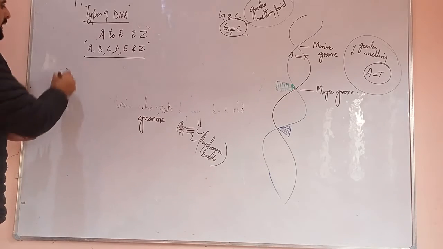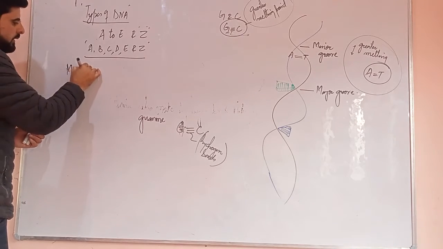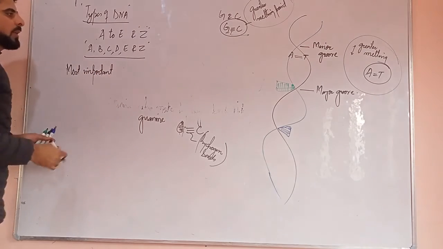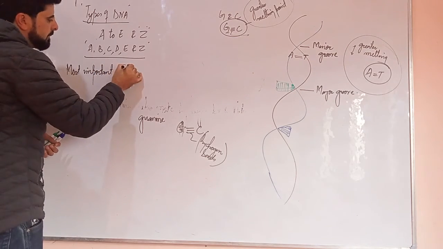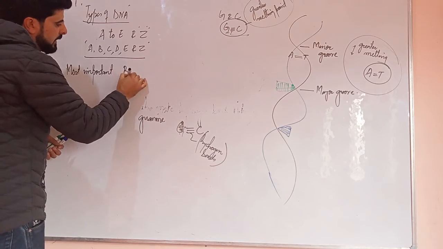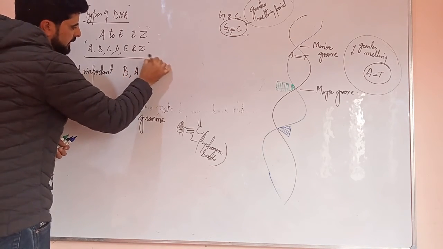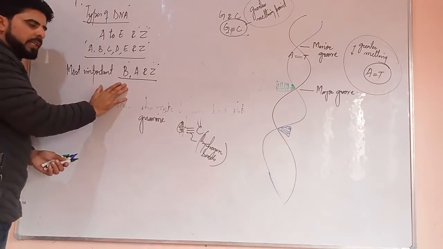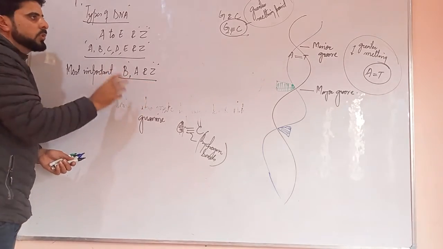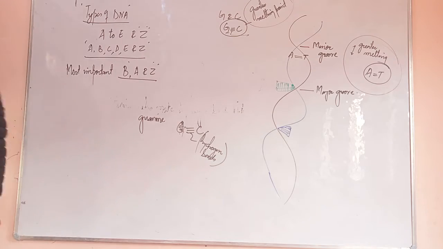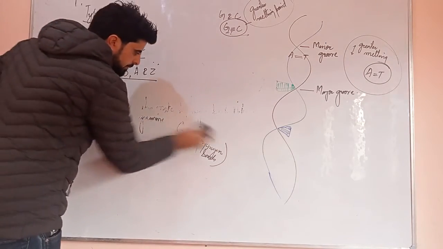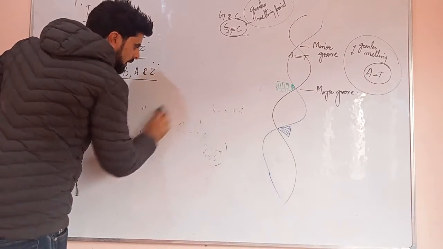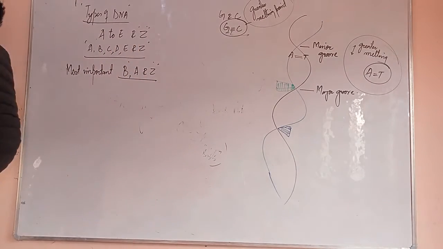But the most important DNAs, the ones most important for us, are B, A and Z. These are the most important types of DNA which we study in the living world. Let's take them one by one. We discuss here how many nitrogen bases they have and which type of DNA they are.